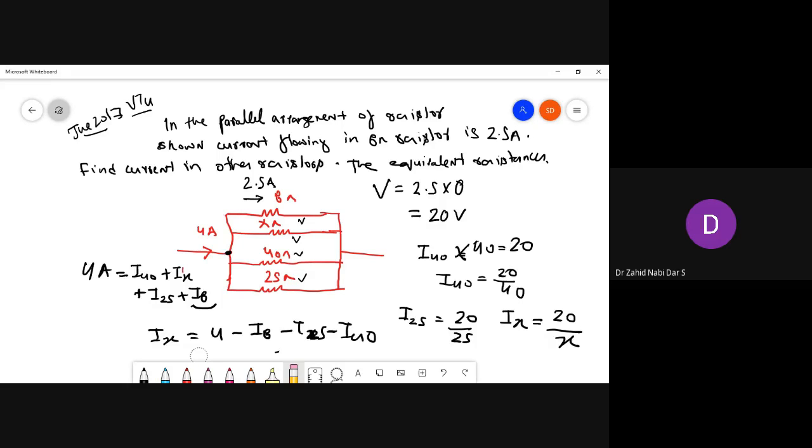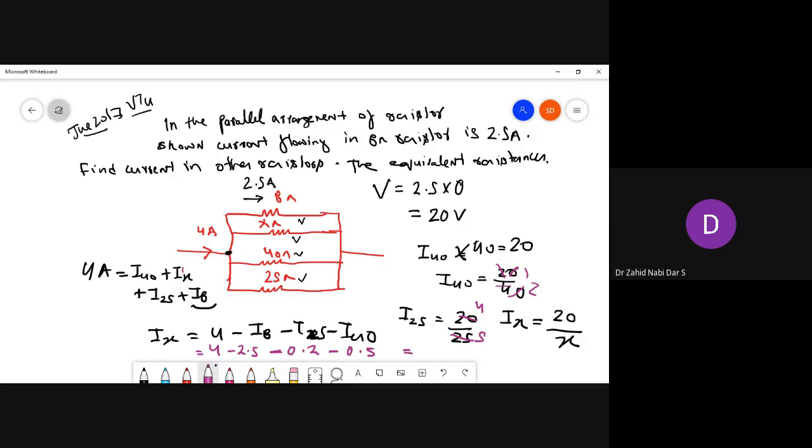So first of all, this is 4, and I8 value you calculated. How much was the I8 value? Tell me. I8 value is 0 minus 2.5. I25 value is 20 divided by 25. So 20 divided by 25, 5 5s are 25, 5 4s are 20. So this is 0.8. Minus, another value is here, I40. Yeah, tell me. 0.8 ampere, sir. So Ix value is 0.8.